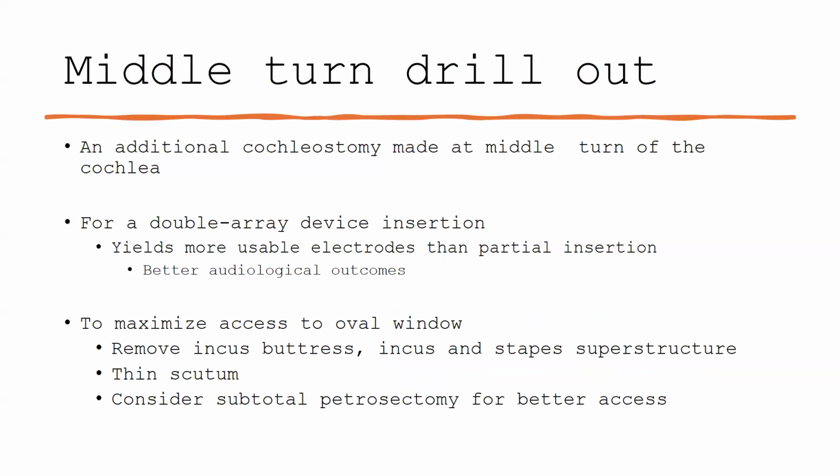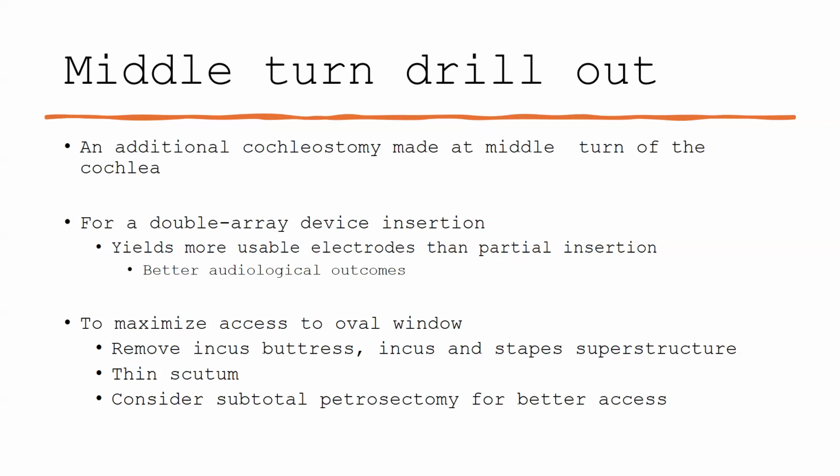The few case reports that I found report using a double array device to insert in the middle turn. The idea behind this is to try and get as many usable electrodes within the cochlea, as this provides a better audiological outcome. For middle turn drill out, access is very important because we need full access to the oval window. We remove the incus, so we separate the incudostapedial joint and take out the incus. We remove the incus buttress, take off the stapes superstructure so that we have full view of the oval window.